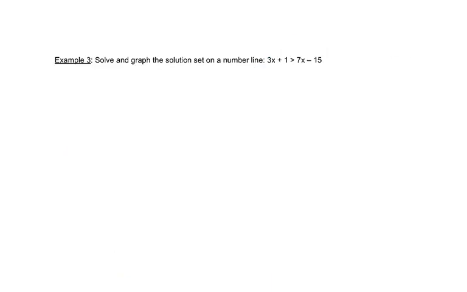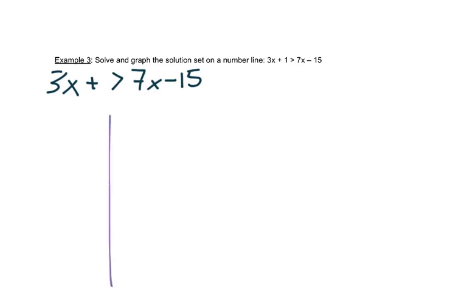Here's another problem to practice with. Let me write it a little bigger. 3x plus 1 is greater than 7x minus 15. Here's our inequality sign. So the first thing I like to do is move my x's to the left. So I would subtract 7x from both sides.